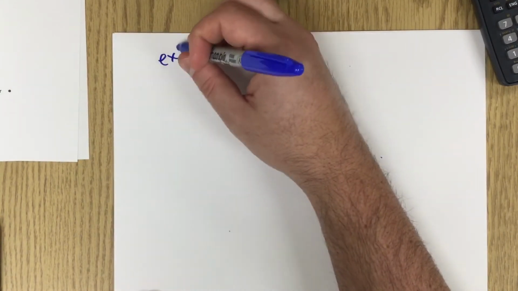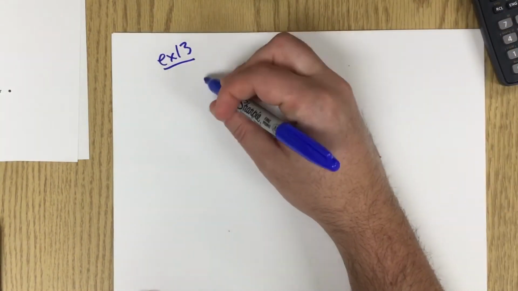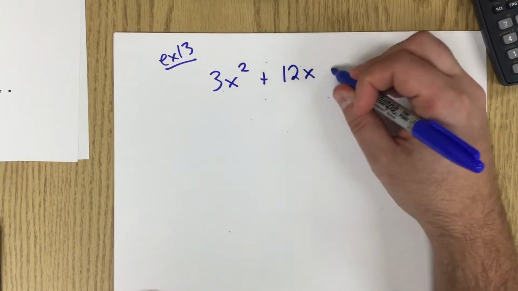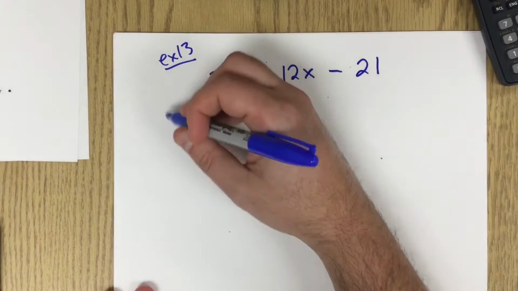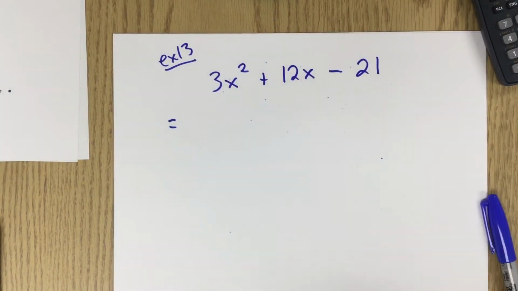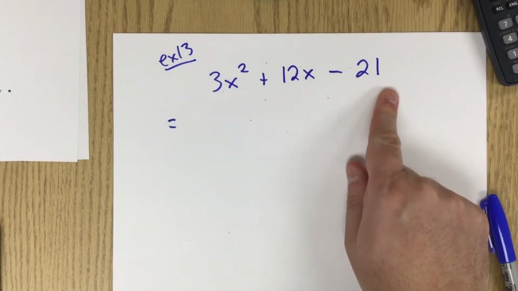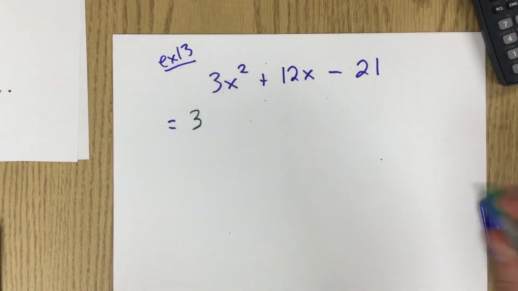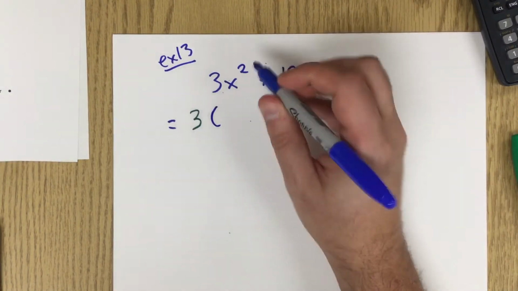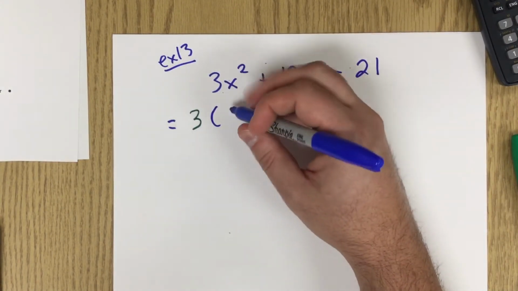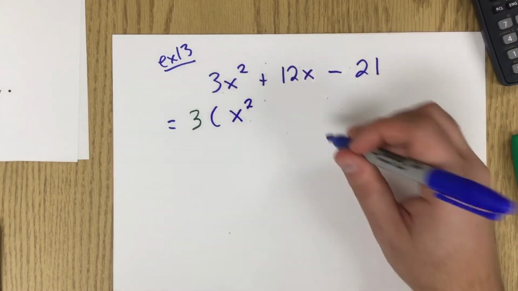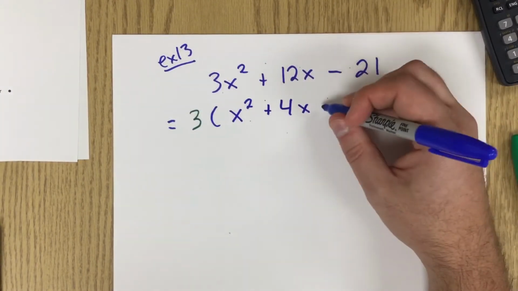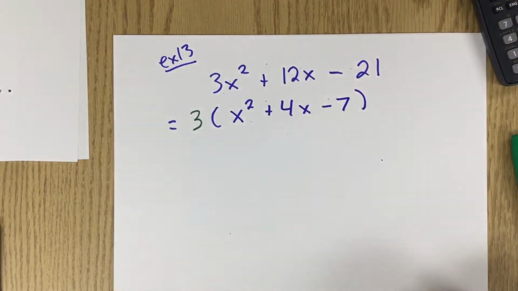Do example 13. 3x squared plus 12x minus 21. We have 3 terms. If it's 3 terms and we need to do something in common, it has to be common with all 3 of them. So what's in common with all 3 of them is a 3 actually goes nicely into all of them. So 3x squared divided by 3 is just x squared. 12 divided by 3 is 4x. 21 divided by 3 is minus 7.